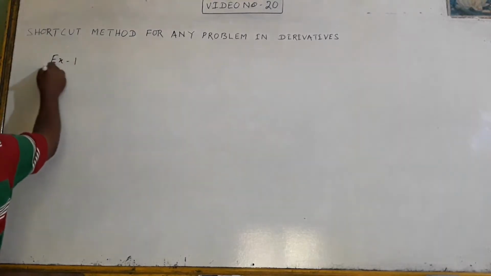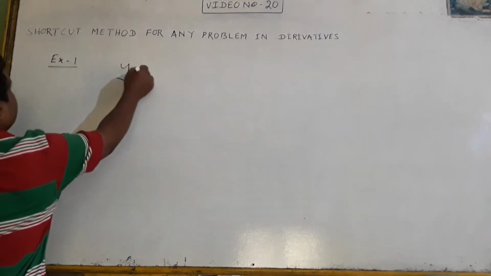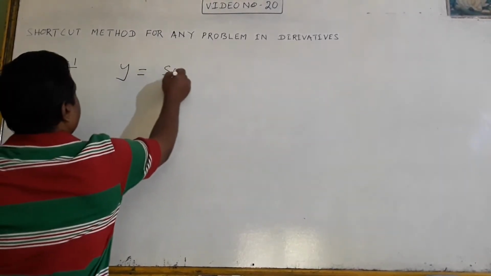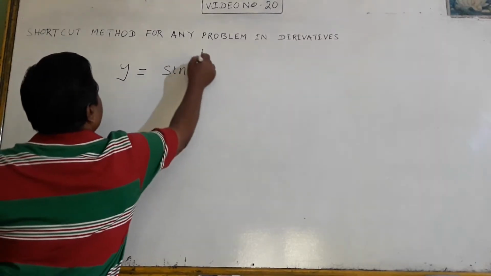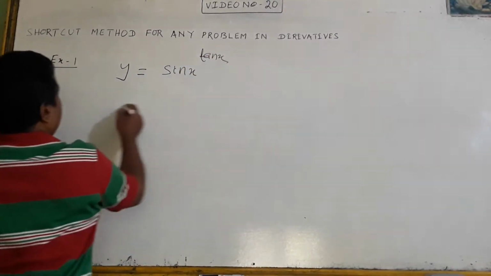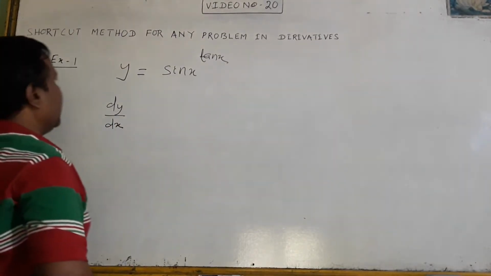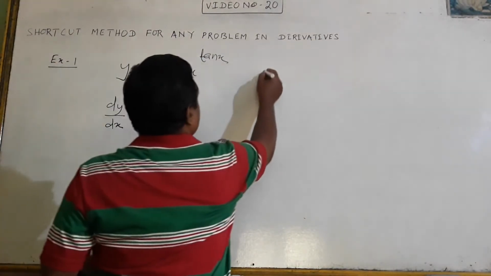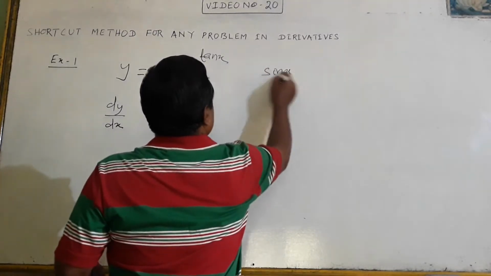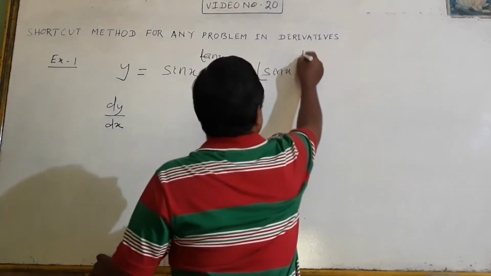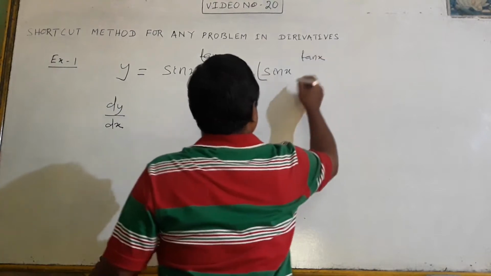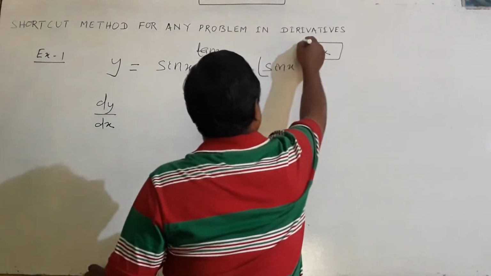Suppose I am giving example 1. y is equal to sin x to the power tan x. I have already taught you dy by dx. There are two things here. First you treat sin x to the power tan x, you treat tan x as constant.